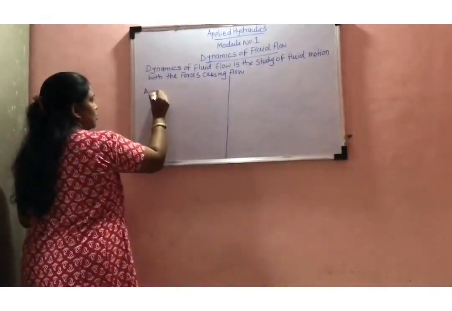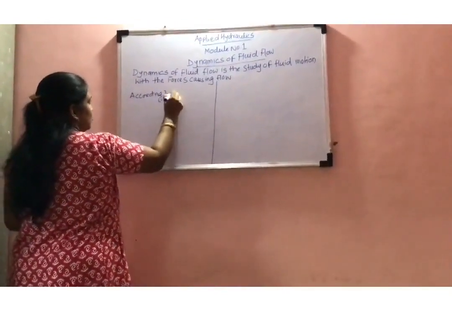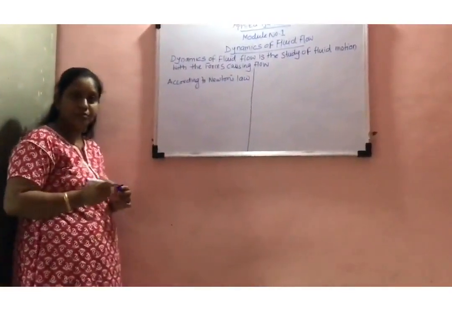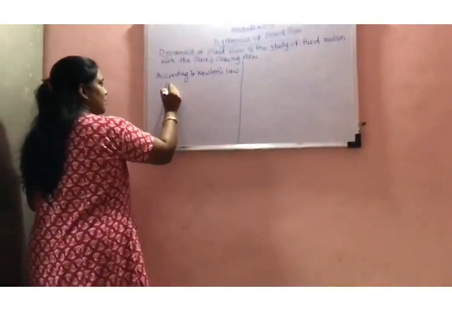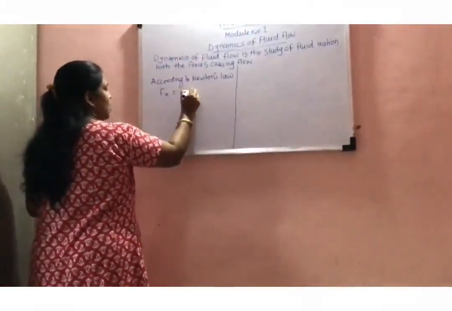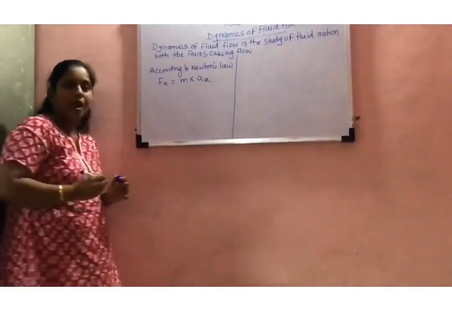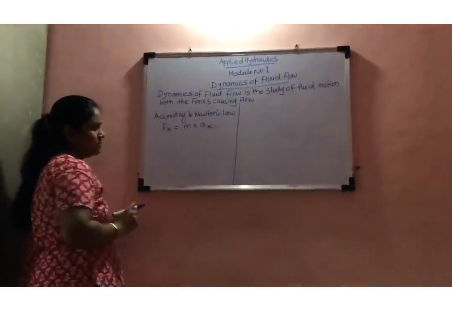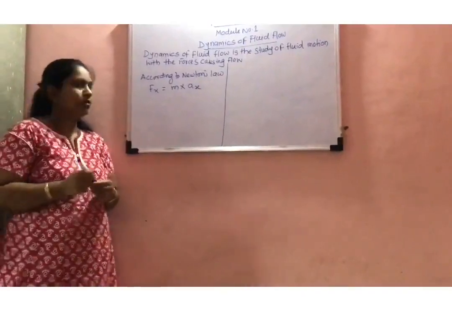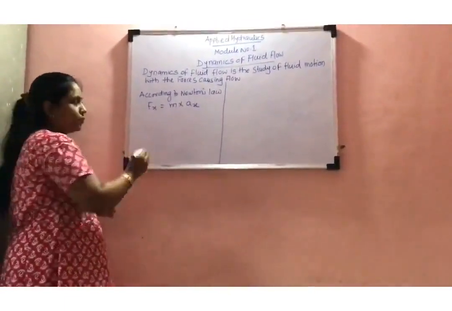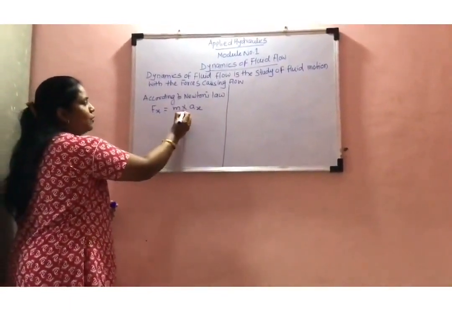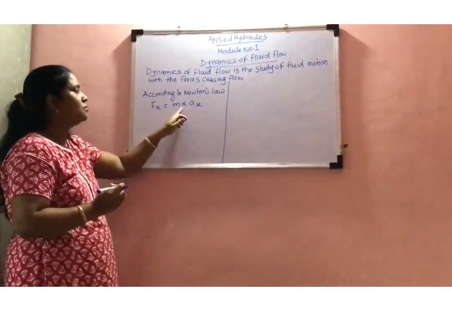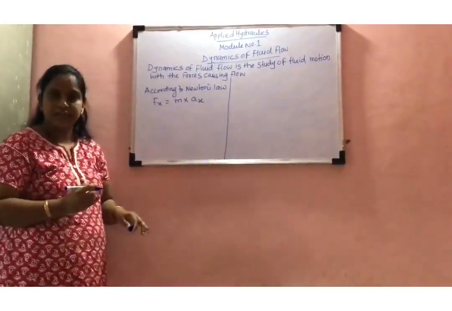So according to Newton's law, suppose I am going to consider the force along x direction, then Fx is equal to mass into acceleration along the x direction. This force Fx, according to Newton's law, Fx is equal to m into ax, where force along the x direction is equal to mass into acceleration along the x direction.